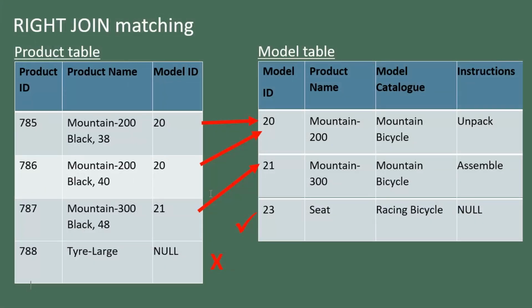Now we come to right join matching. And I think you can guess what's going to happen here. In the right join, we return absolutely everything that's in the right-hand table. Everything gets returned there, nobody misses out. And we only return the rows from the left-hand table if they match. So this matches, this matches, this matches. This 23 model doesn't match, but it's going to get returned anyway. And this 788 product that doesn't match because it doesn't have a model, that does not get returned. So what is that going to look like in the results?